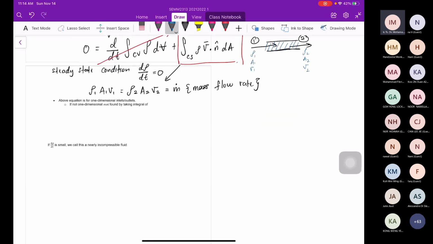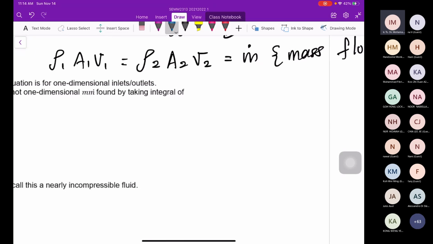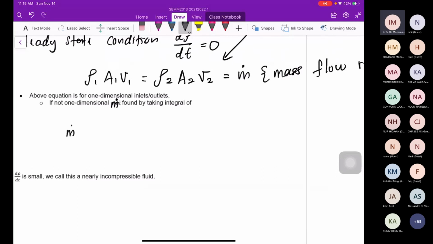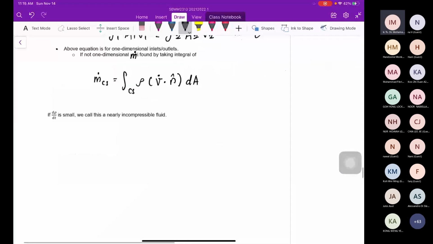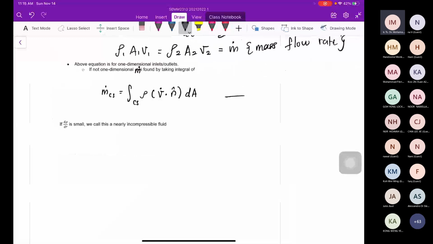So the above equation is one-dimensional only. If not 1D, the mass flow rate, m dot, is found by taking the integral over the control surface of rho V dot n multiplied by dA. This is for multiple inlets and outlets, like this one.